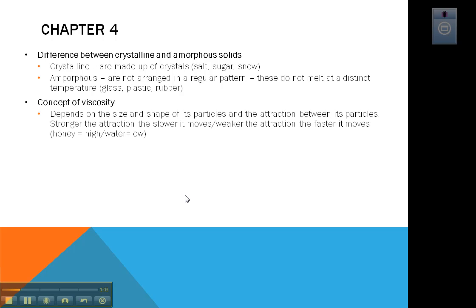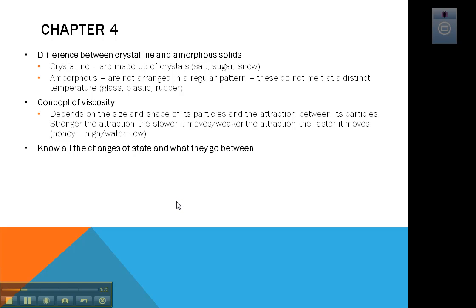Okay, viscosity. We've kind of looked at this a little bit, but let's talk in a little more detail. It depends on the size and shape of its particles and the attraction between these particles. The stronger the attraction, the slower it moves. The weaker the attraction, of course, the faster it moves. Honey has high viscosity, water's going to have low.